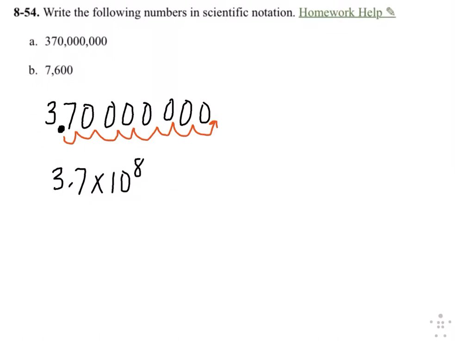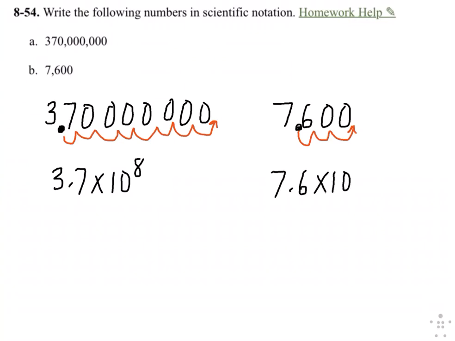The next one is 7,600, so it's the same thing, right? We need to put the decimal place so it's between 1 and 10. So 7.6 is clearly between 1 and 10. And now we count to get it back to where it was. 1, 2, 3, right? Gets it back to where we were. So this one becomes 7.6 times 10 to the 3rd in scientific notation.